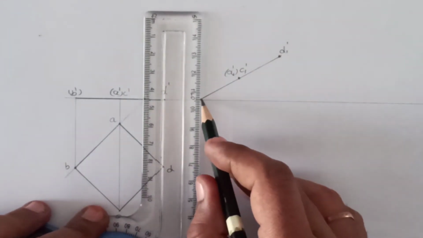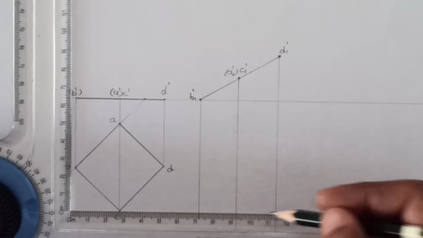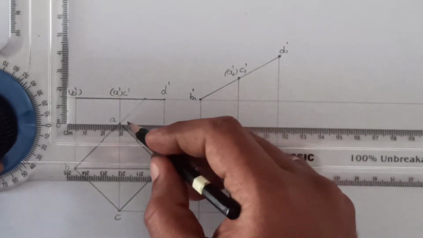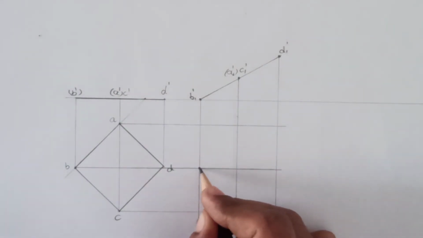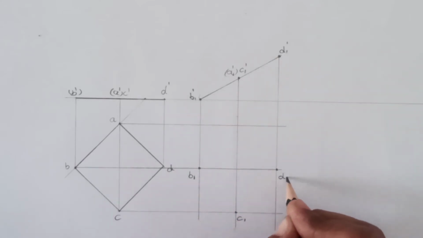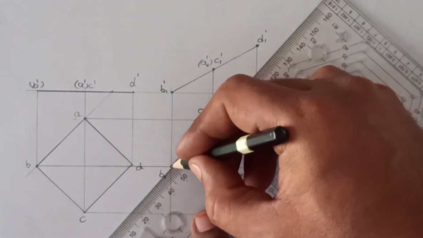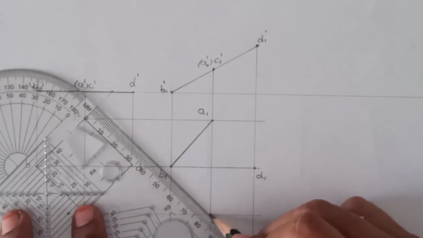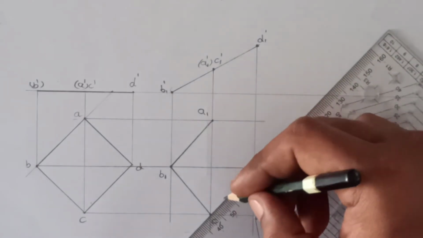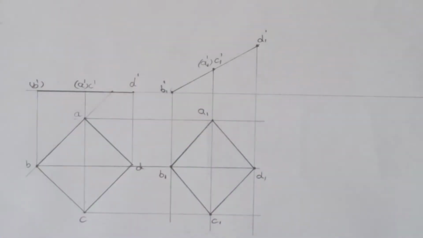Now from the new front view, that is A1 dash, B1 dash, C1 dash, D1 dash, draw vertical projection. Similarly, from the previous top view A, B, C, D, draw horizontal projection. Now we will be finding the intersection of B1 dash and B dash, and similarly C1 dash and C dash, D1 dash and D dash, A1 dash and A dash. Mark those intersections as A1, B1, C1, D1 respectively. After finding the intersections, join everything by means of a line. Now we have obtained the front view and the top view of the plane when it is inclined at 30 degree to HP.